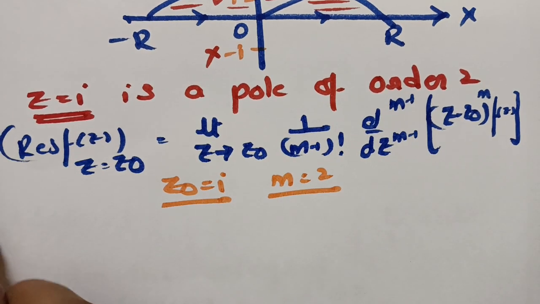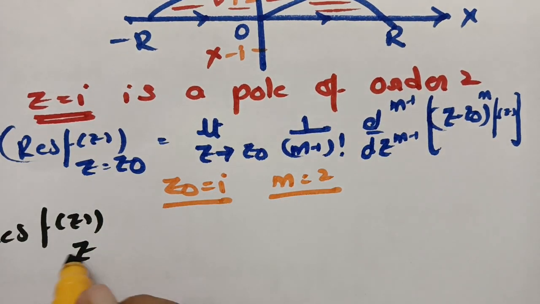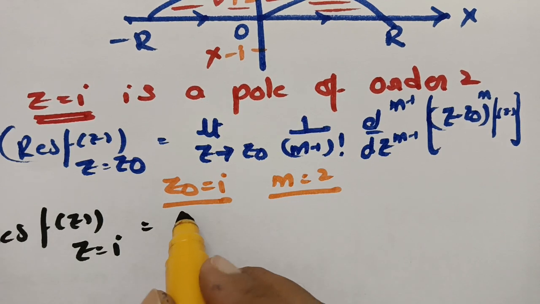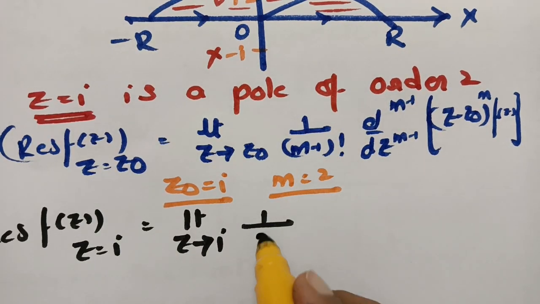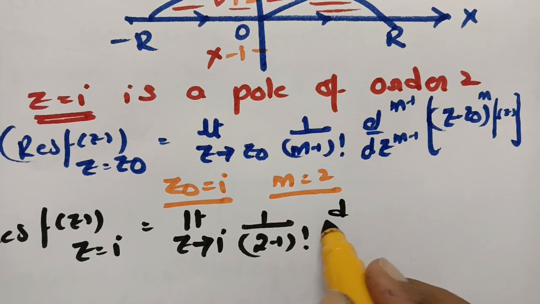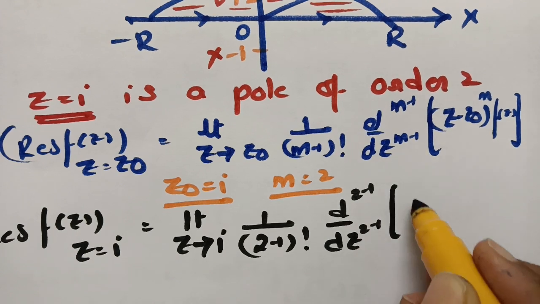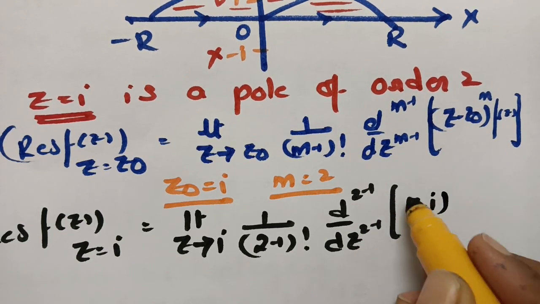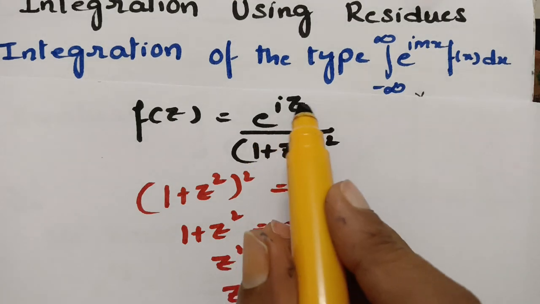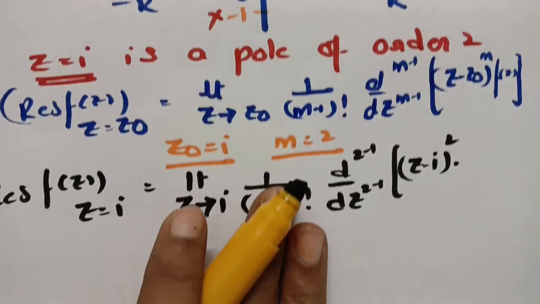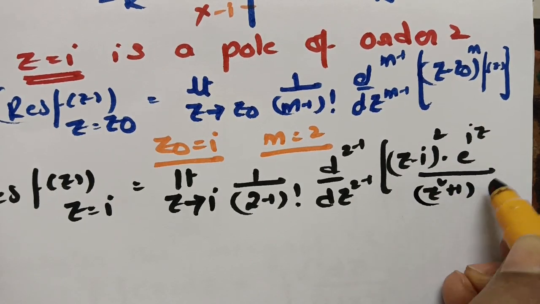So the residue value will be the residue of f(z). What is our z0? z0 is the interior pole i. So this is the limit as z tends to i, and m is equal to 2, so 1 by (2 minus 1) factorial times d by dz to the power (2 minus 1) of (z minus i) to the power 2 times f(z). Here f(z) is e to the power iz by (1 plus z square) whole square, which is e to the power iz by (z square plus 1) whole square.